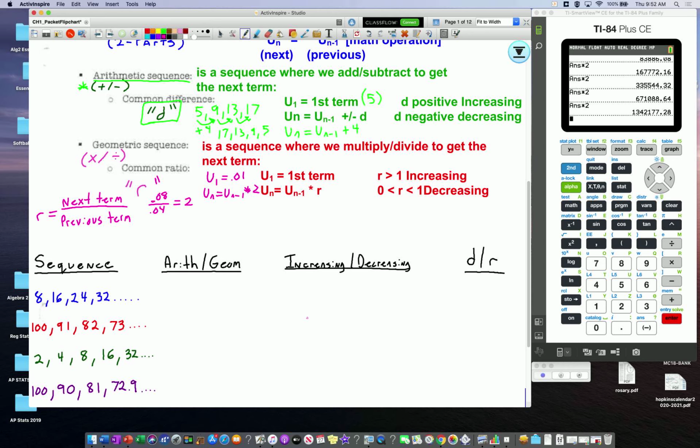So what happens is, when r is greater than 1, your geometric sequence is going to increase, meaning the numbers are going to get bigger, bigger, bigger. Okay? So when we think about increasing, think about the values getting bigger. When it's decreasing, think about the numbers getting smaller. Or they could, like with difference, actually become more negative.